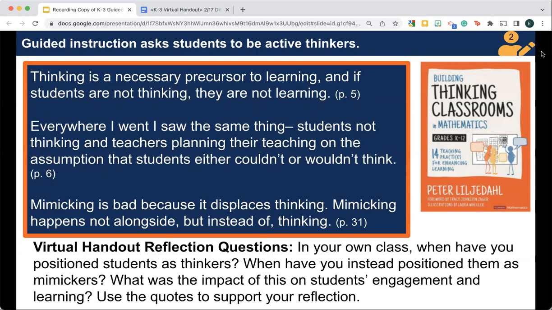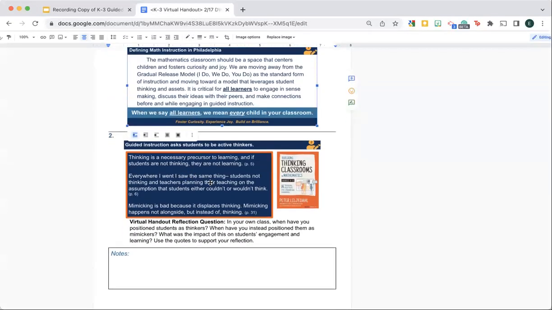So if you go to your virtual handout number 2, you will see these questions here at the bottom. I would encourage you to pause and reflect on them. In your own class, when have you positioned students as thinkers? When have you instead positioned them as mimickers? What was the impact of this on students' engagement and learning? Use those 3 quotes to support your reflection. So there you see in your virtual handout number 2, a place for you to reflect on your own classroom.